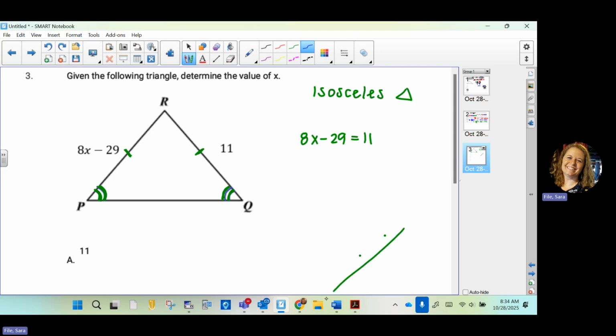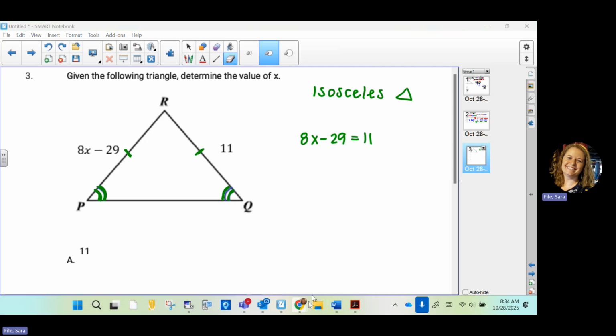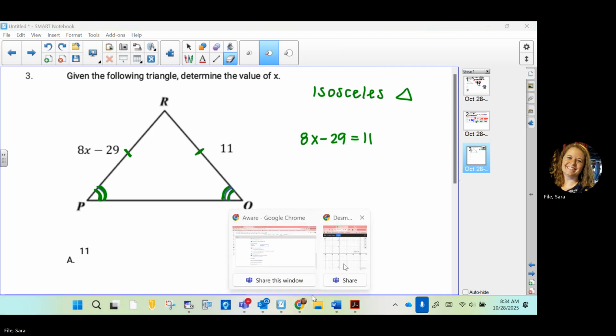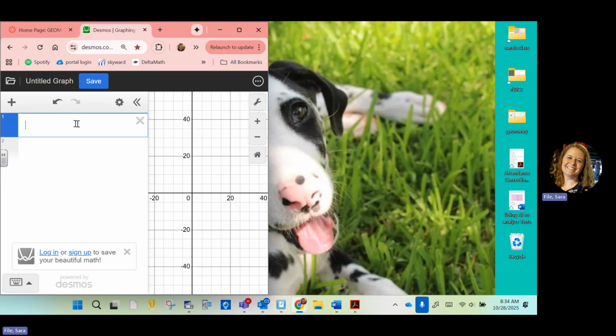But what shortcut did I just show y'all for solving the algebra part? Desmos. Okay, so I could come over here in Desmos. Why is Desmos not opening? And I could come and plug that in. What is it? 8x what? And so what's my solution? 5. Done. X is 5.